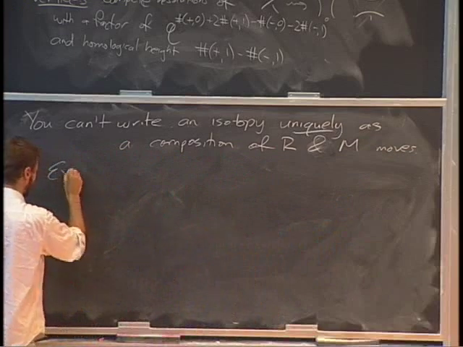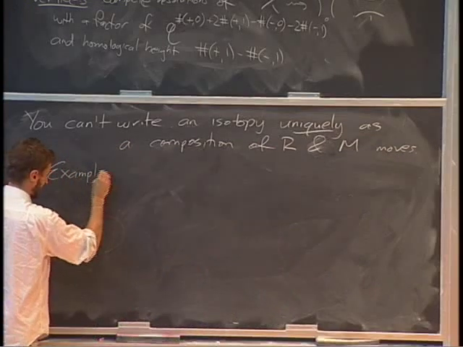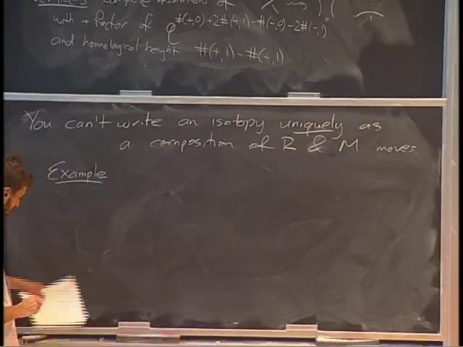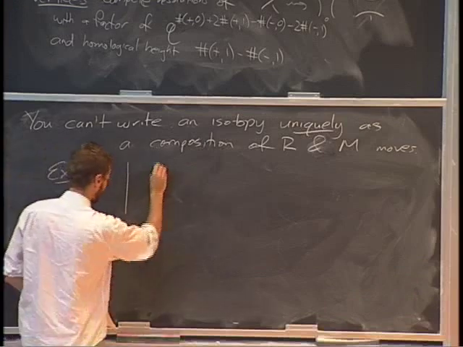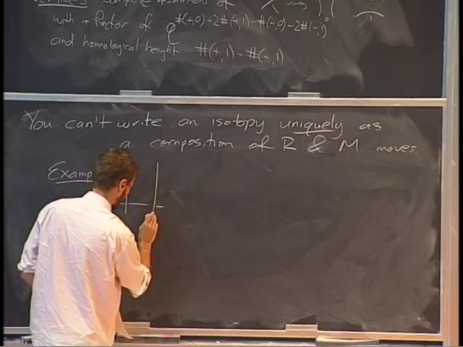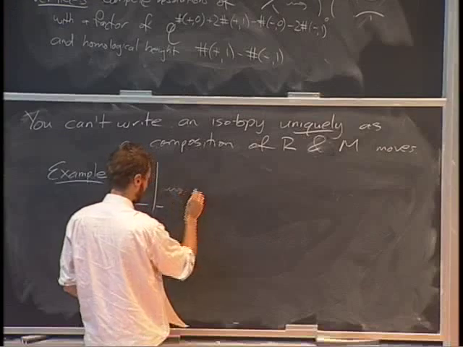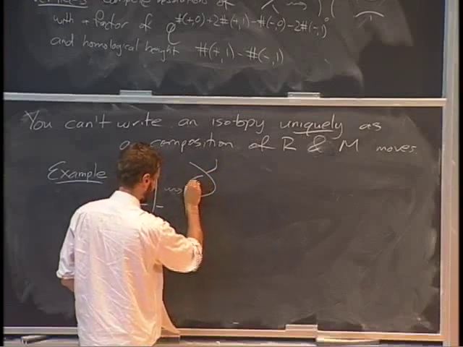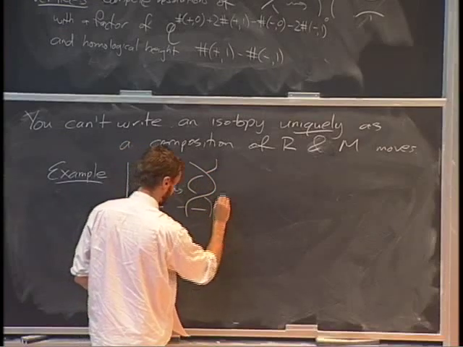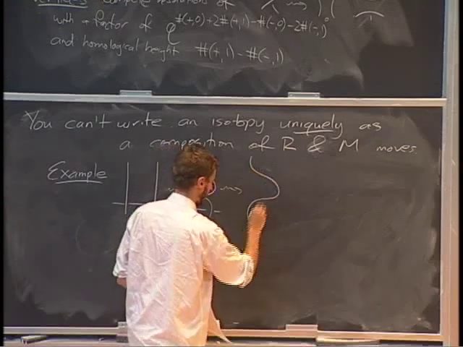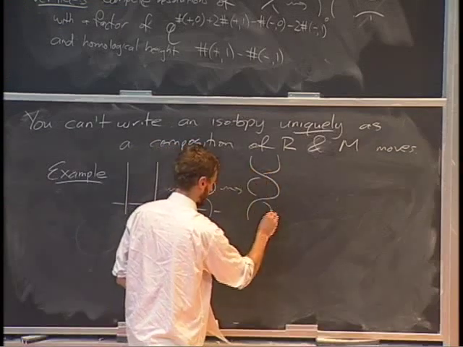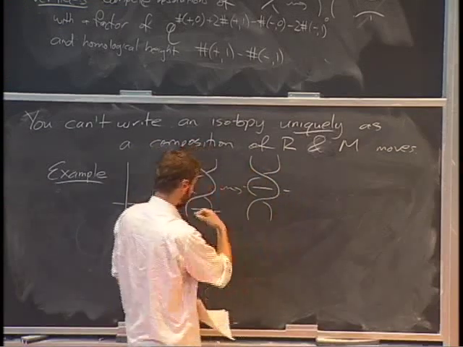So fortunately, there's a way out of this. Let me just show you an example of the sort of thing that can go wrong. Here's a little tangle. We could do the following sequence of moves. Here's a Reidemeister 2 move. There's a Reidemeister 3 move.